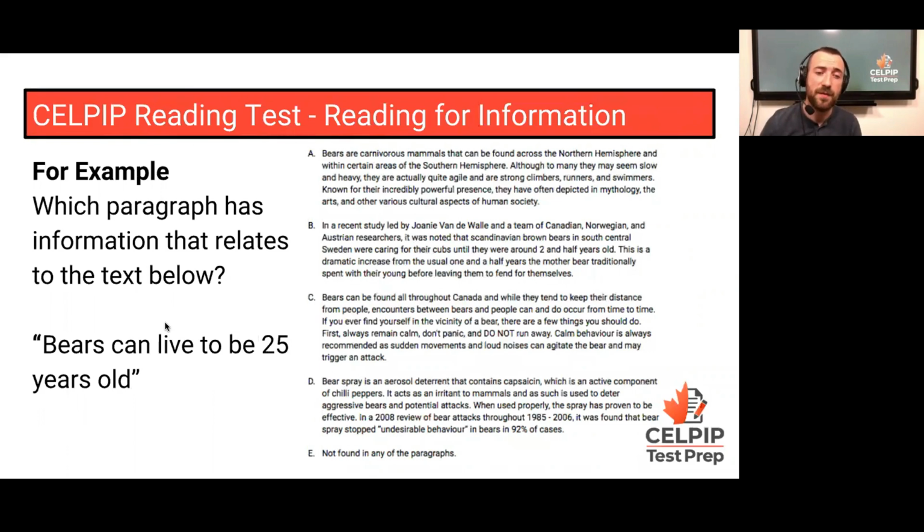Bears can live to be 25 years old. Okay, that sounds like a bear fact. So we would look in paragraph A, and then we would quickly browse to see if we could find the number 25. So if we quickly read, bears are carnivorous mammals, southern hemisphere, they are slow and heavy, agile, strong climbers, they're incredibly powerful, and they're used in cultural aspects of human society. Although this is the section of bear facts, there's no fact there about the bear's age, so we can now assume that this information isn't found within any of these paragraphs. So we could put option E, does not appear in any paragraph.